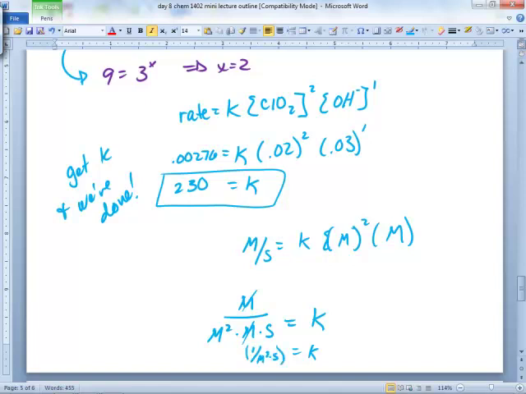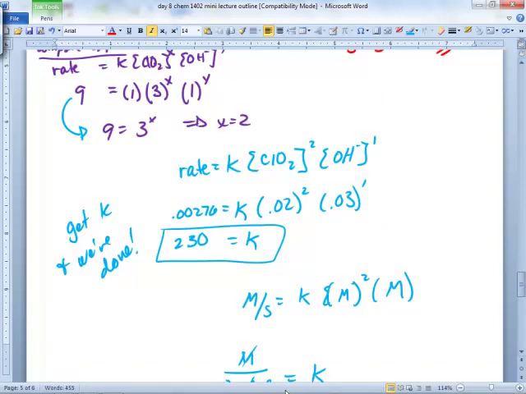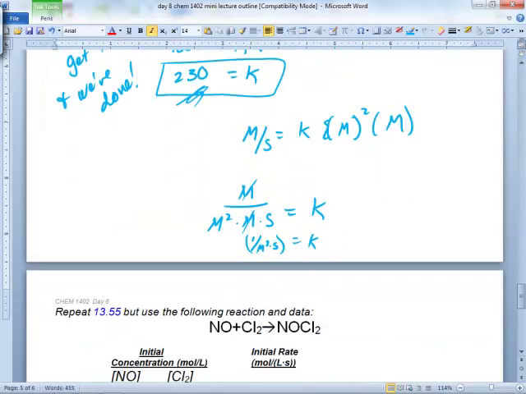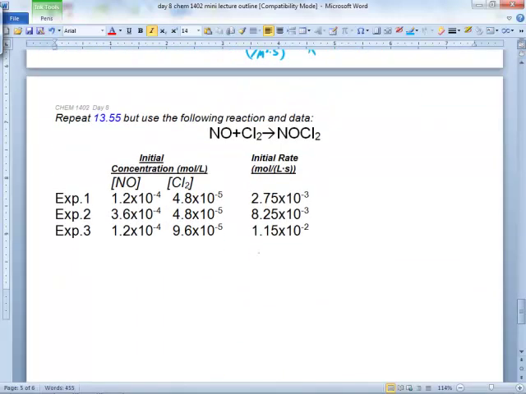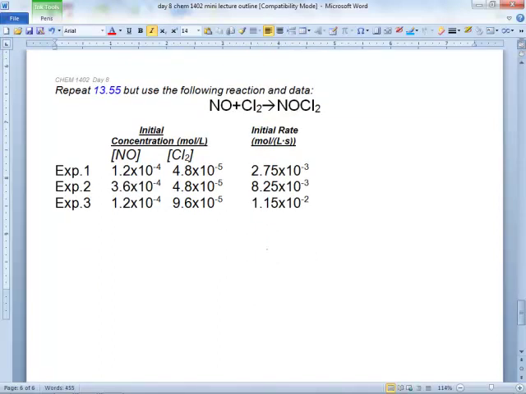That'd be my units for K, if you want to use them. Yeah, it is. So I'll just stick with the 230 and be happy. Okay, you try this one. Find the rate law for this reaction. And I'll be glad to help you out.